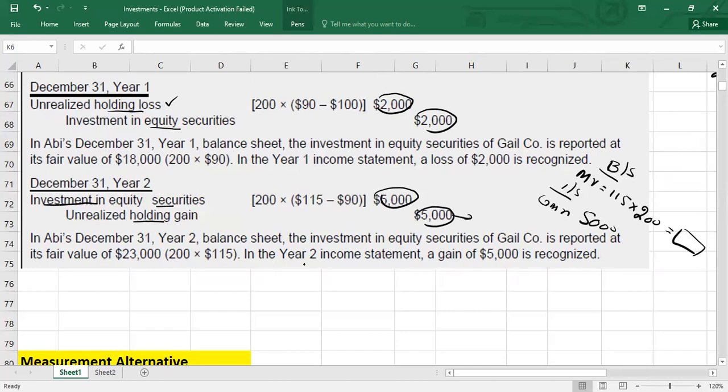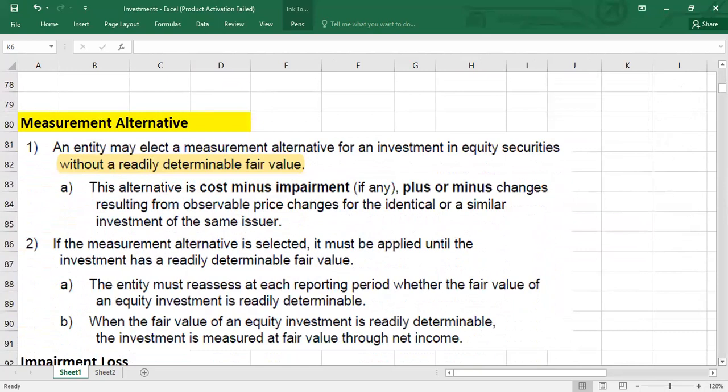Now, because there is no information about the sale, but as I told you, if there is a sale, at the time of sale you will debit cash with the value whichever you will receive, credit investment with the value whatever is showing in the recent balance sheet, and check the difference. If the difference is on the debit side, it is a loss. If the difference is on the credit side, it is a gain, and this gain or loss you will take to the income statement.